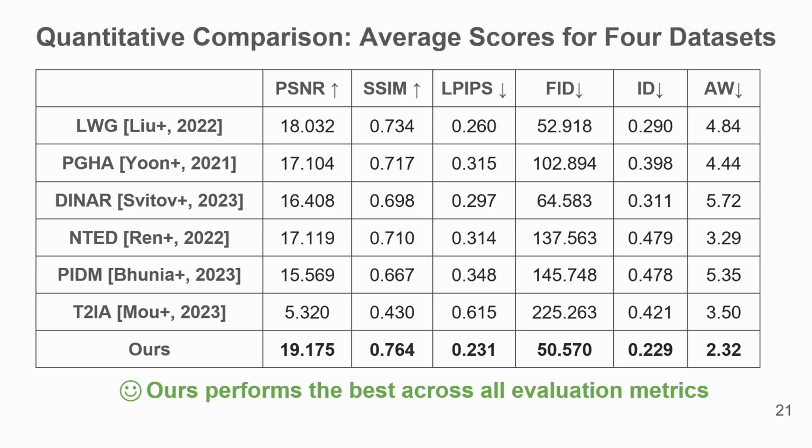This table shows the average scores of the 4 unseen datasets for each metric. Our method outperforms the existing techniques across all evaluation metrics. For more detailed results such as evaluation scores for each dataset, please see our paper.